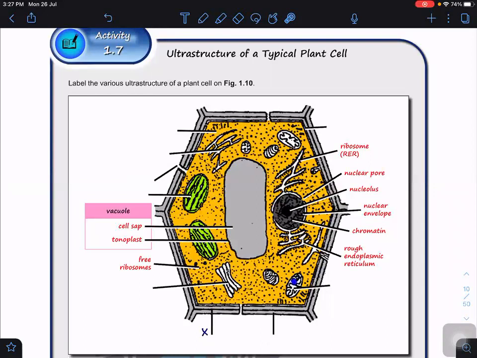Okay, we have the convoluted inner membranes. So we do know that this one must be mitochondrion. And then you can see a stack at the back like this, right? This one is known as the Golgi apparatus or Golgi body.